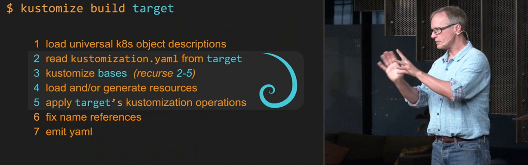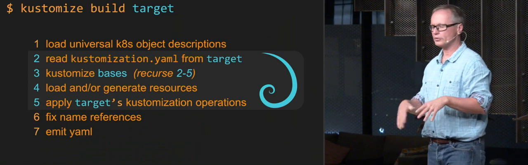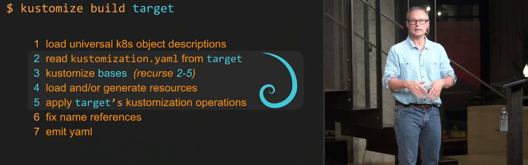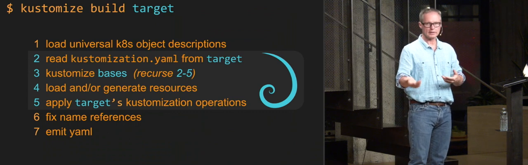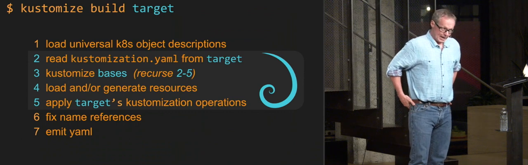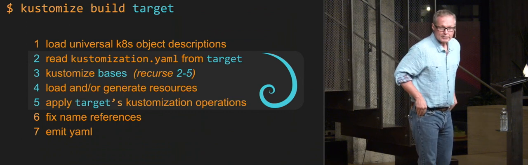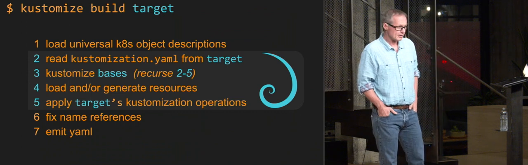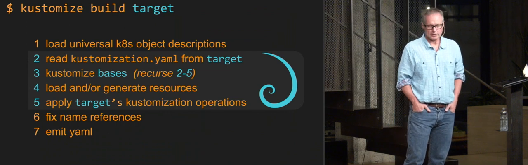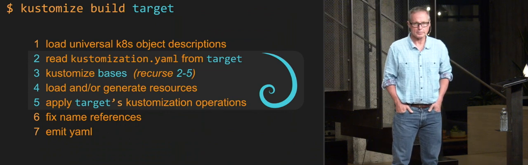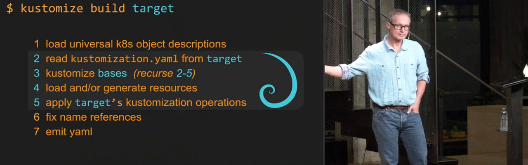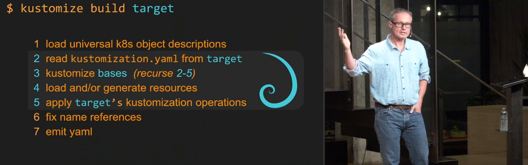Now, you're going to merge all those resources together in this big sea of objects, and then you're going to apply all the operations that are specified in that target, in that customization file. Here's where you're going to modify the names, add the labels, add the annotations, apply patches, and so on. Now, the last step is important, fixing all the name references. So you've modified all the names, and you have deployments that are referring to config maps, and they need to find them so they can get their parameters out of them. And that's something we have to go and basically fix all the links. And then the last step is emit the YAML.